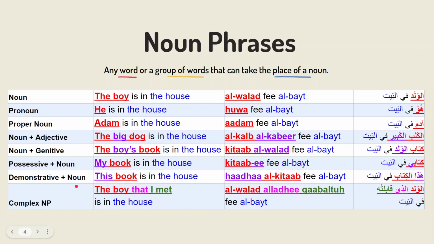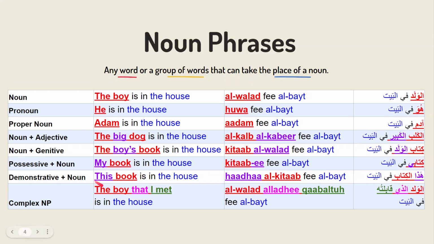So the demonstrative here is when we use the word this or those or that. So in this case, we have something like this book is in the house. So هذا الكتاب في البيت. So here you can see the demonstrative, which is هذا, and you can also find it in other videos or in the grammar course. This book is in the house.